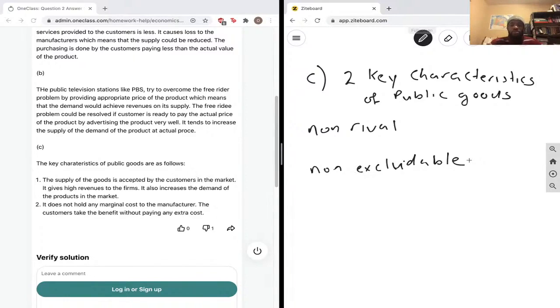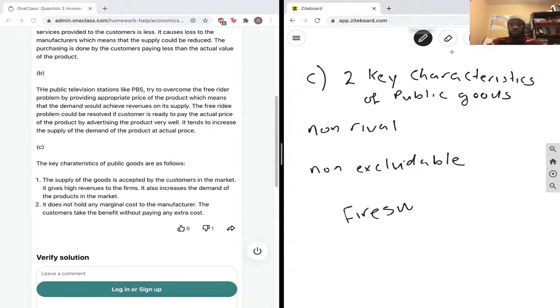And non-excludable basically means that you can't really stop anyone from consuming the good because, let's say, for example, they didn't pay for it, like the free rider problem. So you can't really stop anyone from consuming the good. Anyone can consume the good. And a perfect example of this are fireworks.